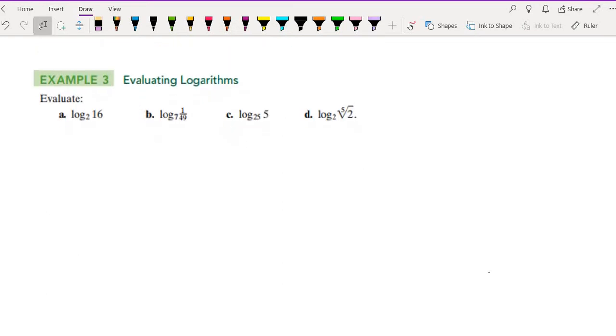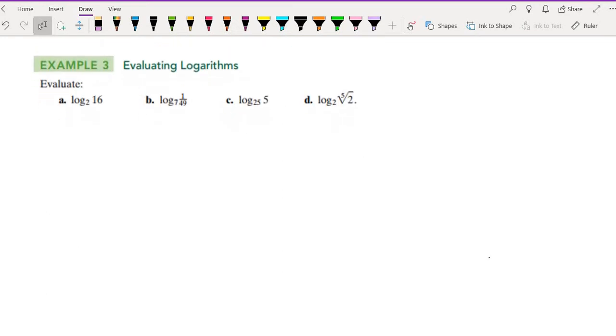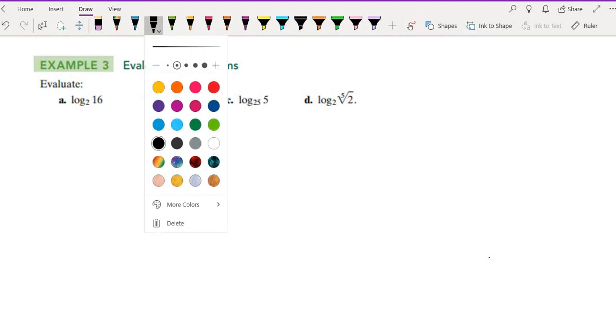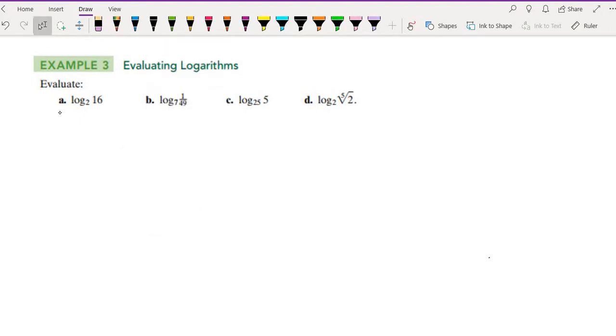Example 3 is evaluating logarithms. Let's go ahead and look. Here we have part A, evaluating. When you hear that, it means in the end you should have a number.